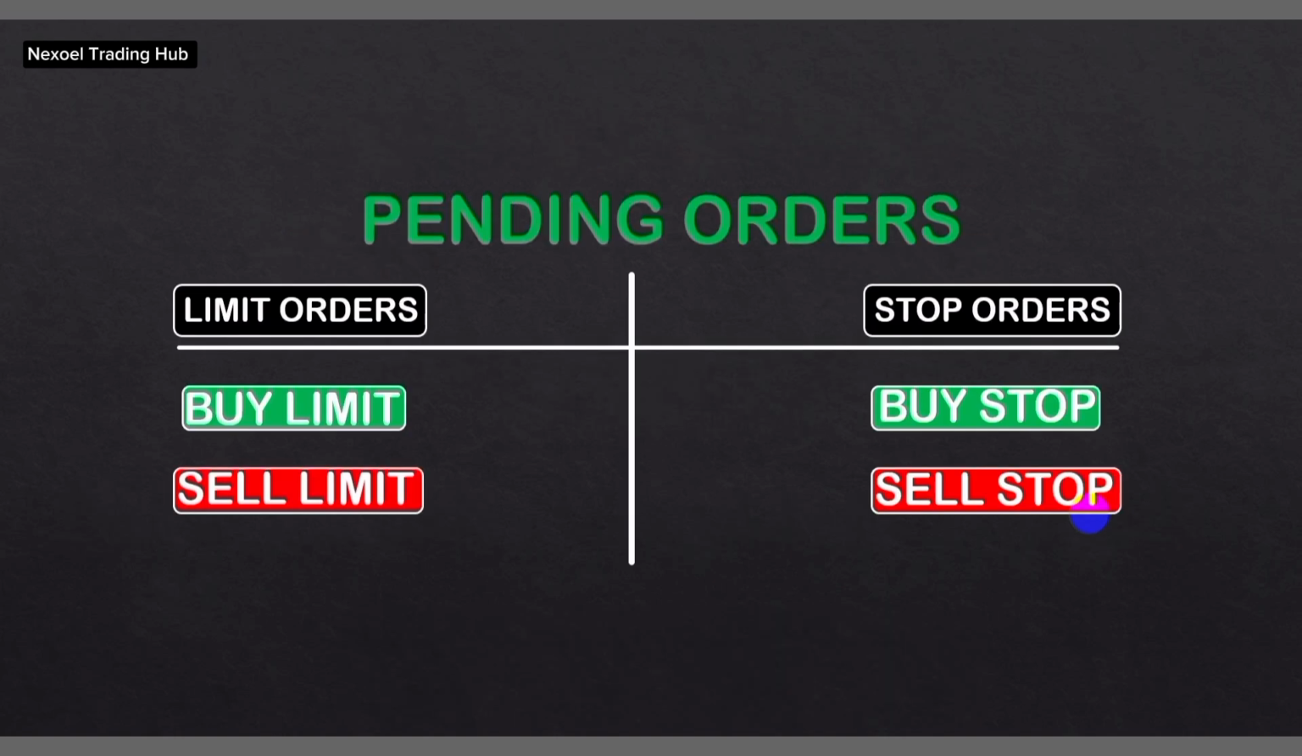Then next, we have what we call the pending orders. Pending orders are in two categories: we have the limit orders and the stop orders. Under the limit orders, we have the buy limit and the sell limit, and under the stop orders, we have the buy stop and the sell stop. A pending order is a type of order where a trader places an order to be activated at a future time when price hits the trader's expected price level. That is what you have to know about the pending order.